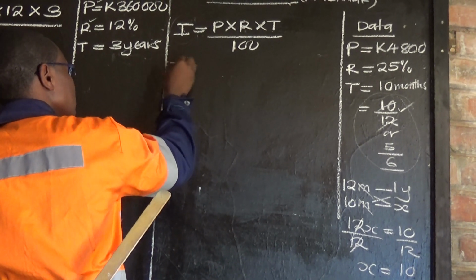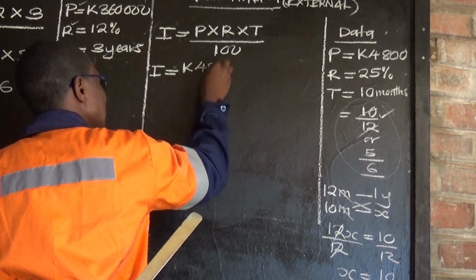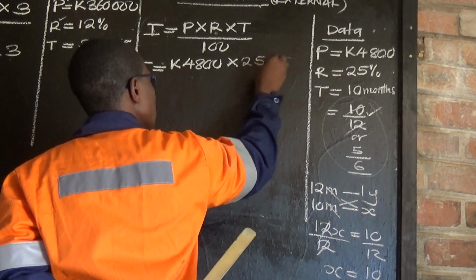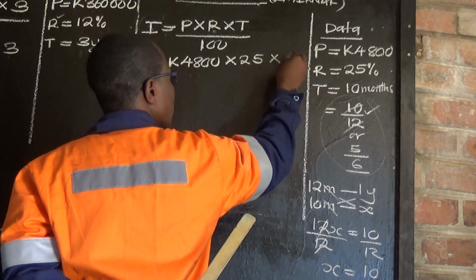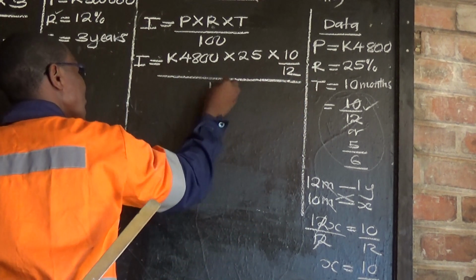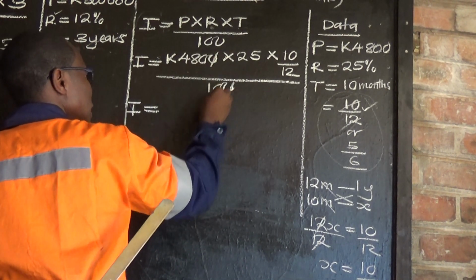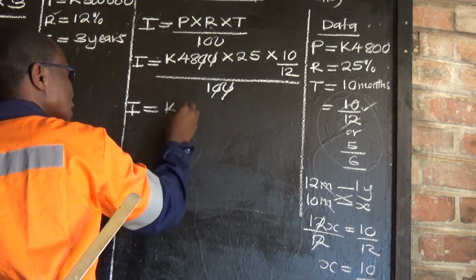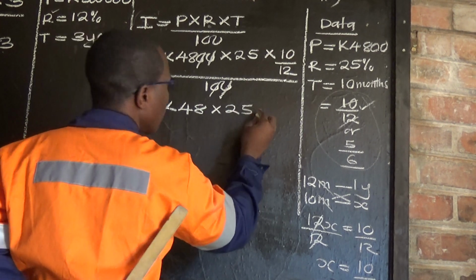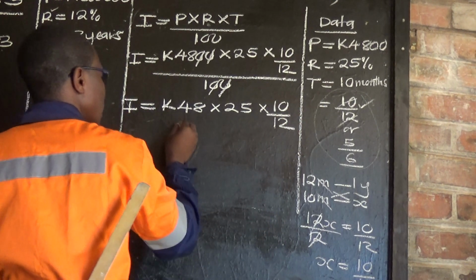So we say interest is equal to principal, 4,800, times rate, 25, times time, 10 over 12, divided by 100. Are we together, people? Interest is equal to this, and this can go, this and this can go. We remain with 48 multiplied by 25, then multiplied by 10 over 12, over 1.